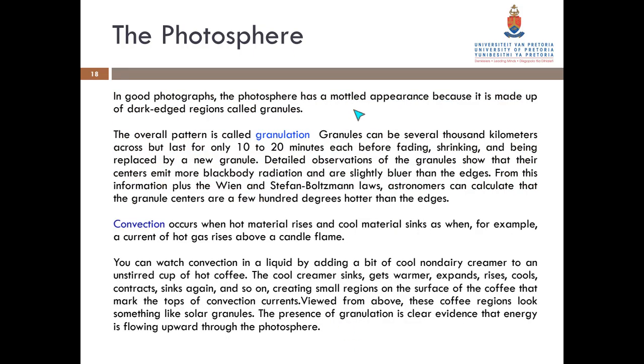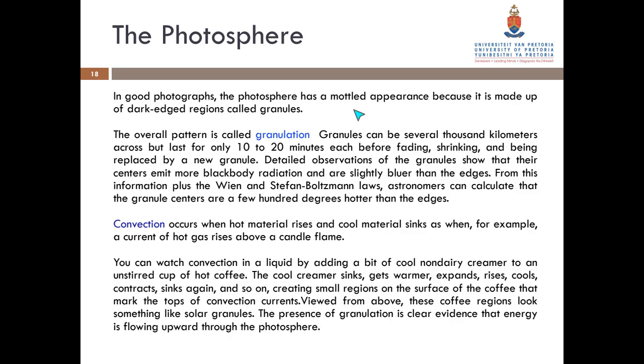In good photographs, the photosphere has a mottled appearance because it is made up of bright regions with dark edges called granules. The overall pattern is called granulation, and granules can be several thousand kilometers across, but last only about 10 to 20 minutes each before fading, shrinking and being replaced by a new granule. Detailed observations show that their centers emit more blackbody radiation and are slightly bluer than the edges. From this information, plus the Wien and Stefan-Boltzmann laws, astronomers can calculate that the granule centers are a few hundred degrees hotter than the edges.